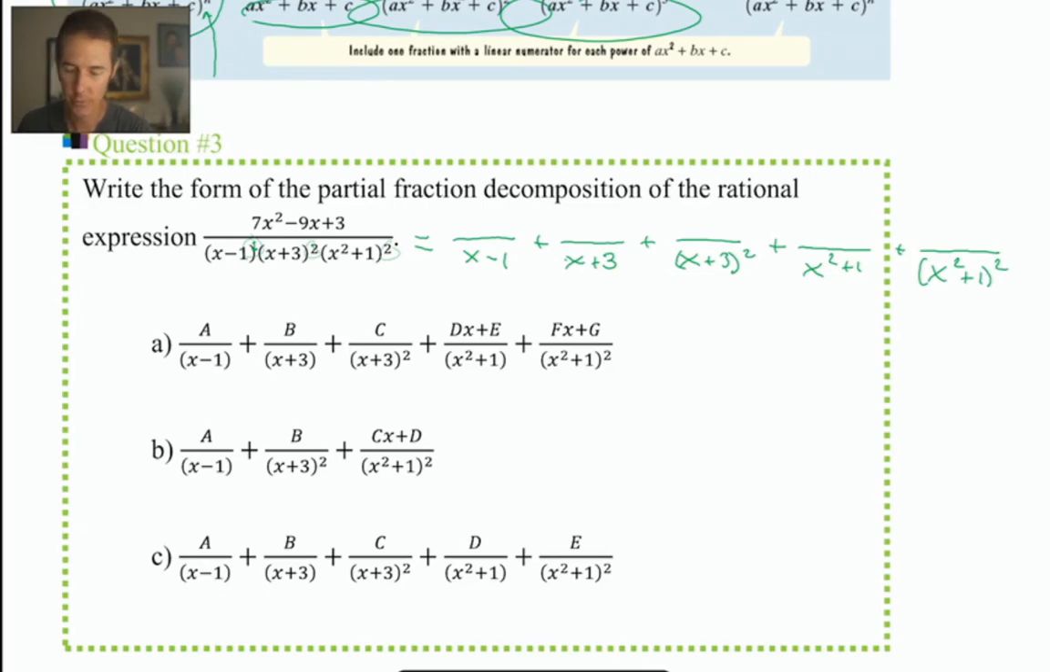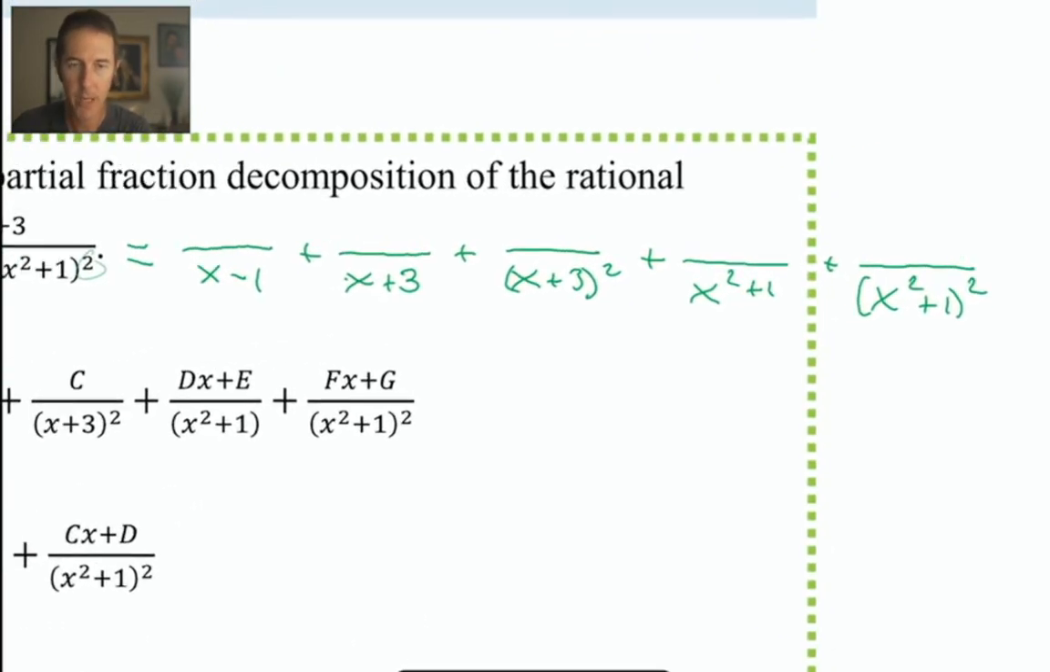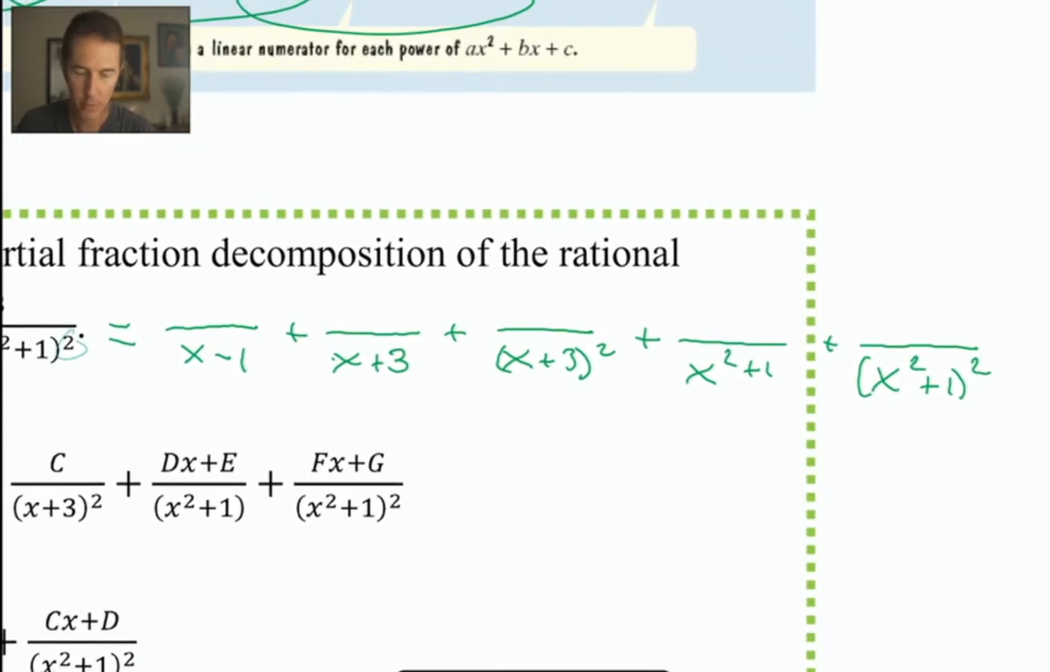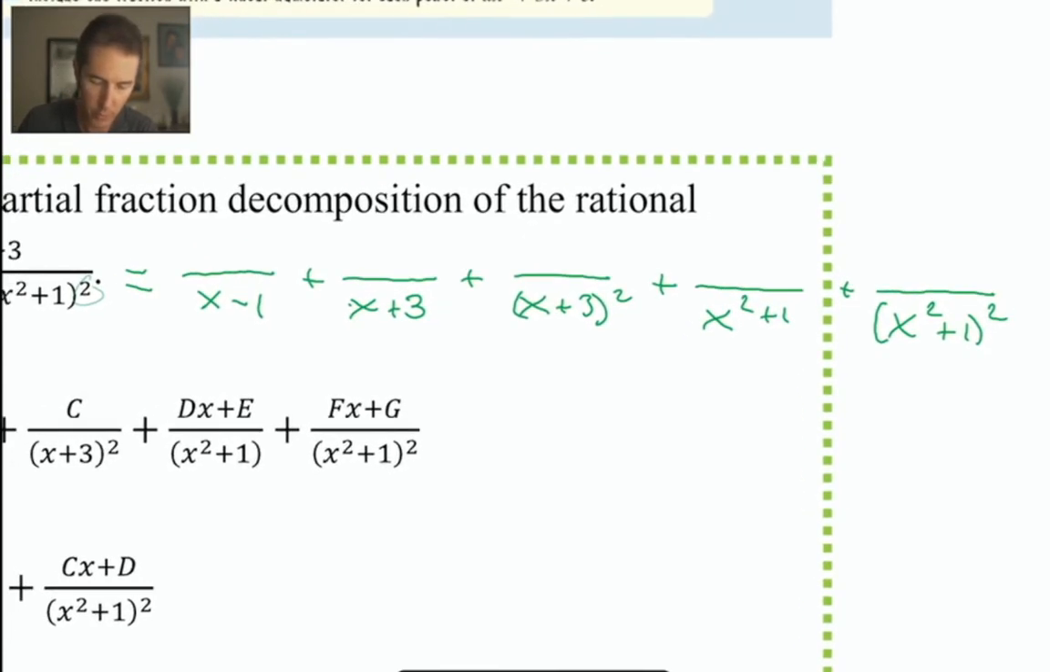Okay, let's fill in the numerators. My first denominator, x minus 1, that's a linear factor, which means it's going to have a constant value in the numerator, A. Second denominator, x plus 3, that's a linear factor, which means it's going to have a constant value as a numerator. Third fraction, the denominator is a linear factor, x plus 3, that's being squared. I don't care that it's being squared. The fact that it's an x plus 3 at its core, and that that's a linear factor, tells me that my numerator is again going to be a constant value.